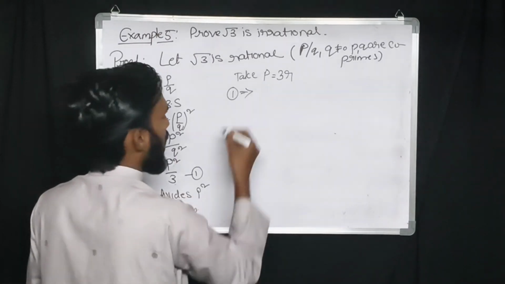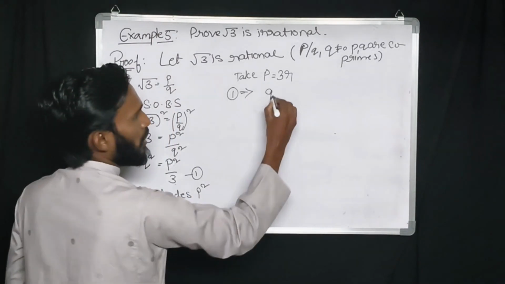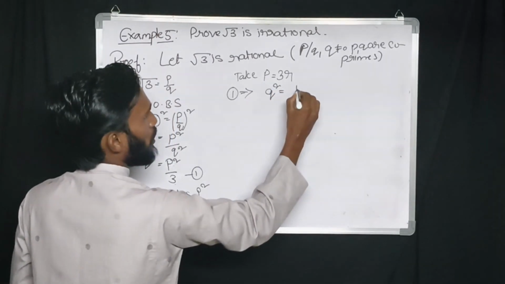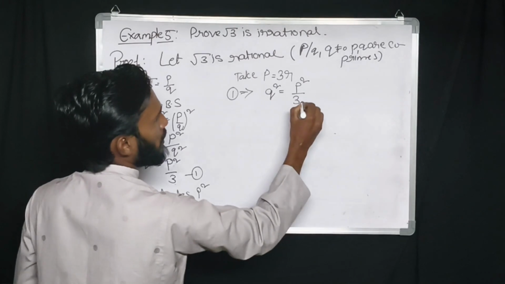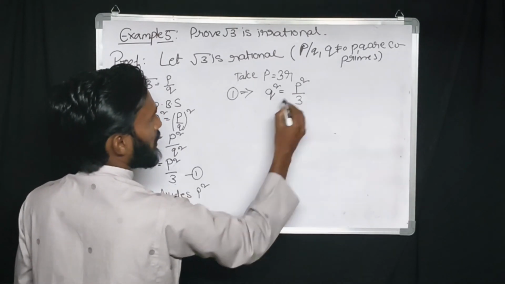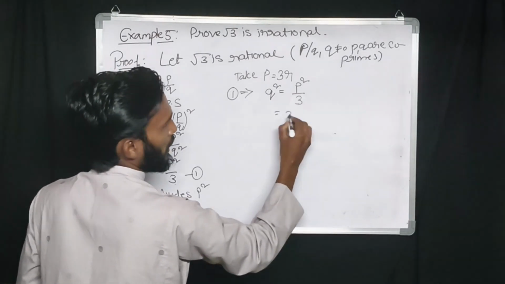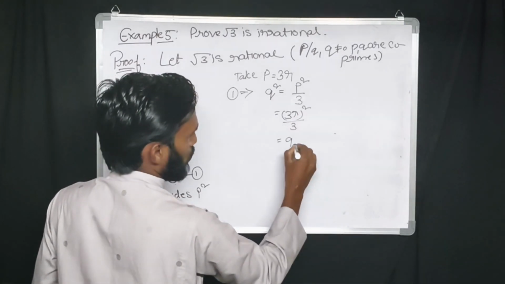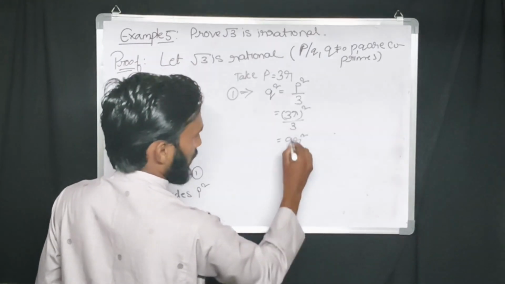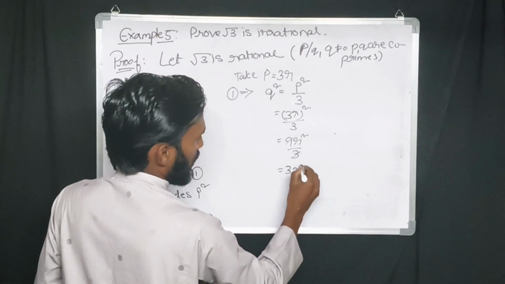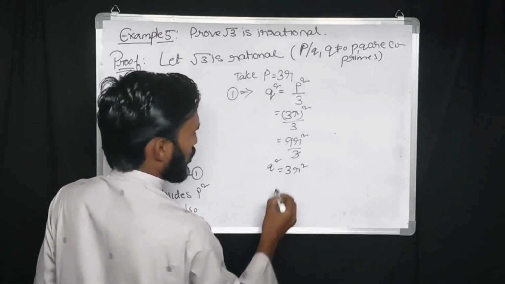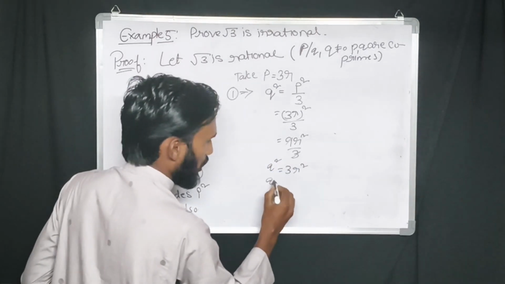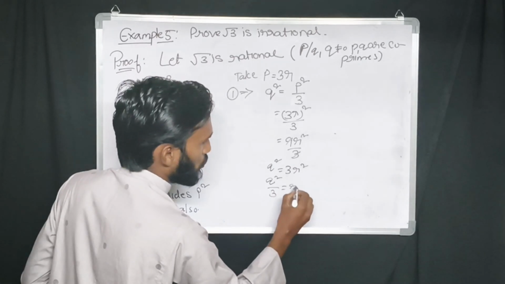Now substitute the value p in equation 1. q square is equal to p square by 3, where p is 3r whole square by 3, is equal to 9r square by 3. In 3 table 9, 3 times 3, so q square is equal to 3r square.